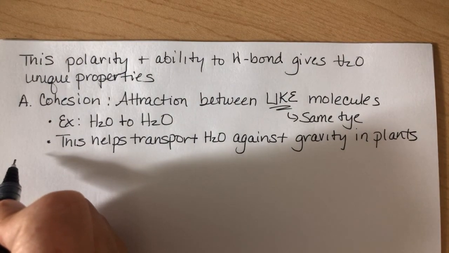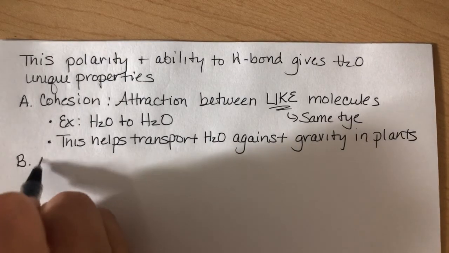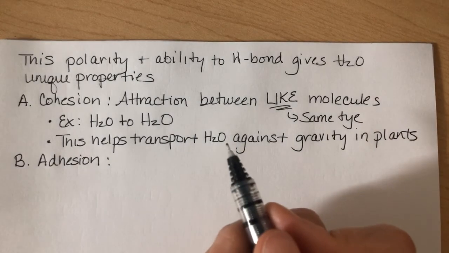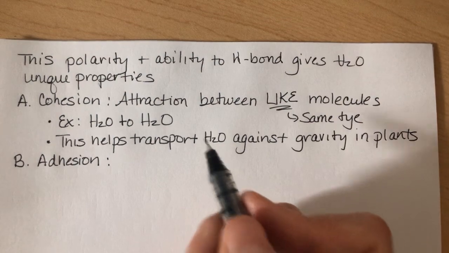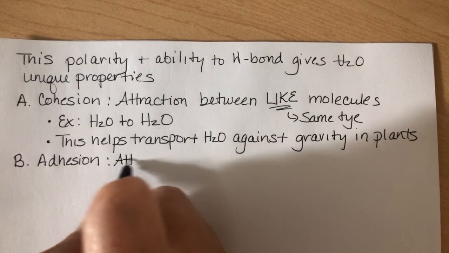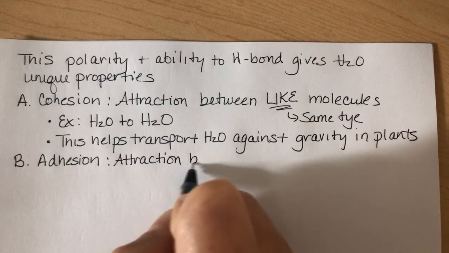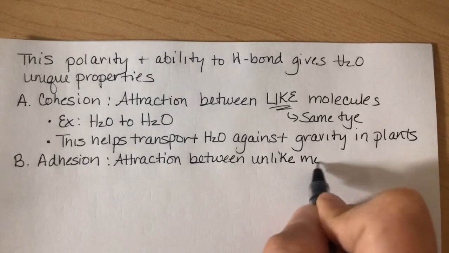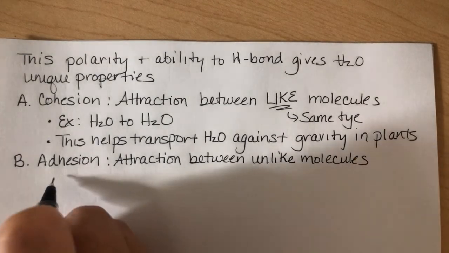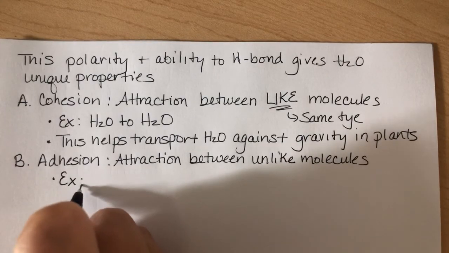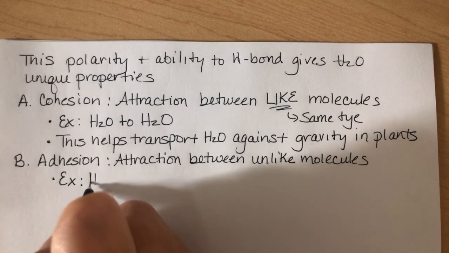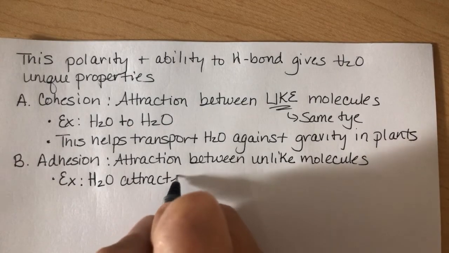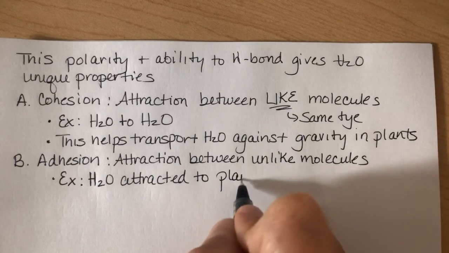The next one is adhesion. Let's write the definition. This is the attraction between unlike molecules, the opposite of cohesion. Attraction between unlike molecules. The example here would be water attracted to the plant cell wall.